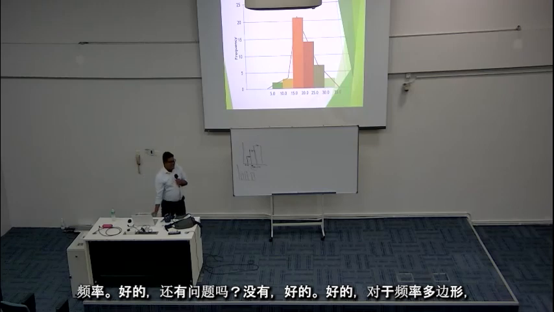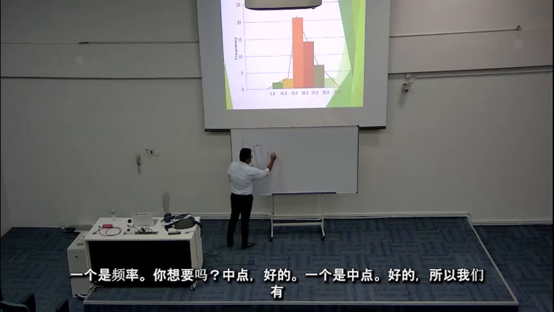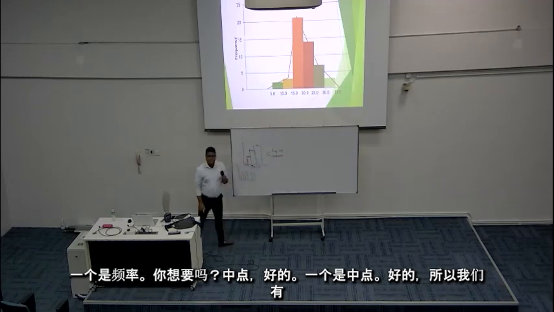Okay. Alright, so for the frequency polygon, the one is frequency, the one midpoint. Okay, the one is a midpoint.